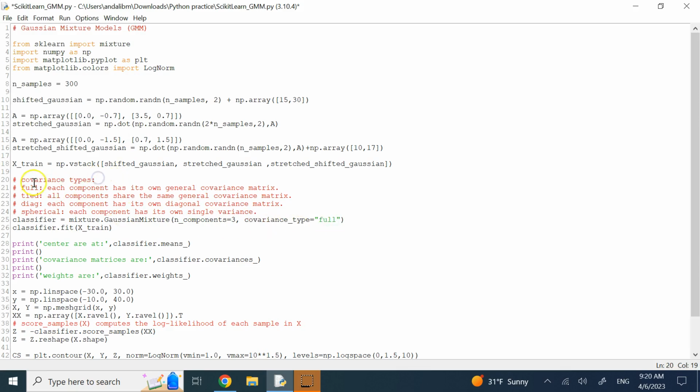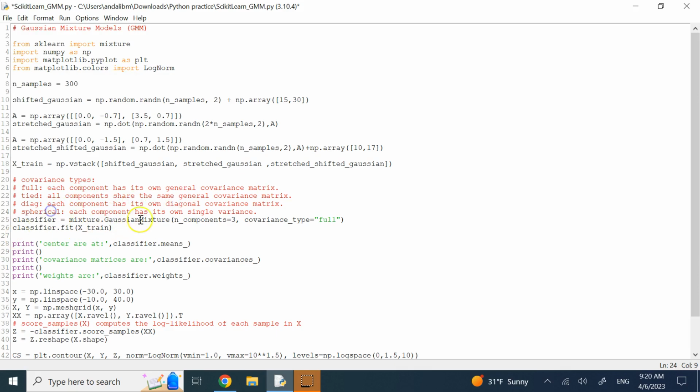There are 4 covariance types that you can pass to this command. There is full, which means each component has its own general covariance matrix. Tied means they all share the same general covariance matrix. Then you have diag, which means each has its own covariance matrix, but it's diagonal, so there is no rotation basically. It's just going to be stretch and shrink, or maybe both stretches, but no rotation.